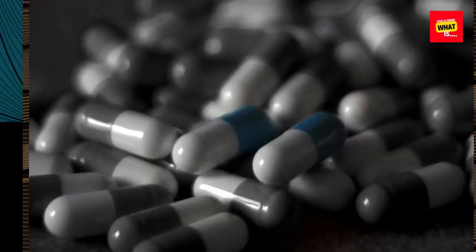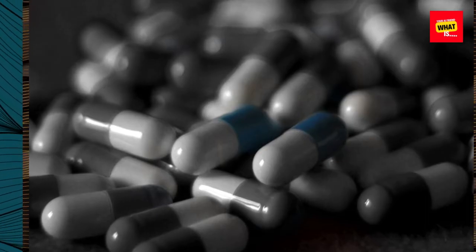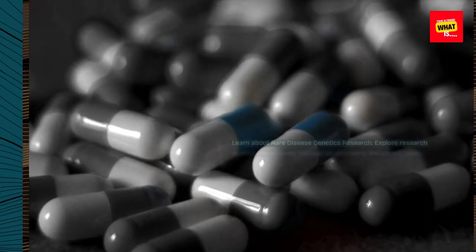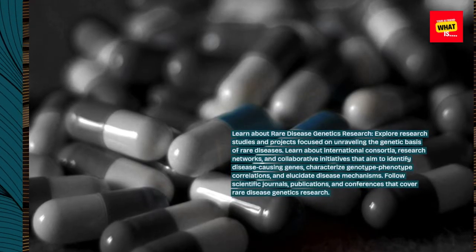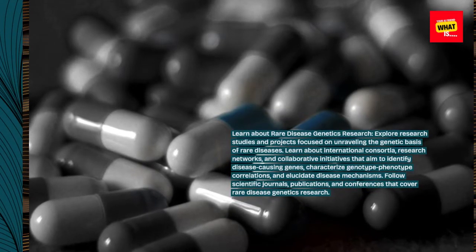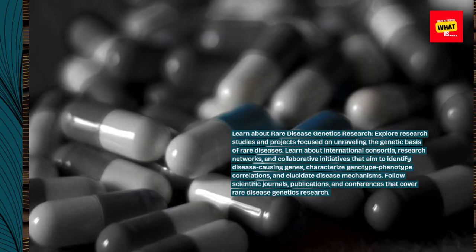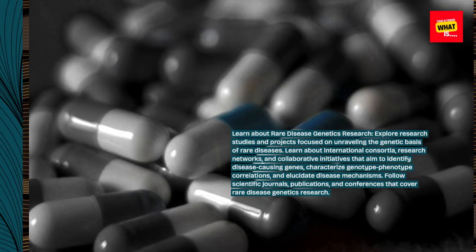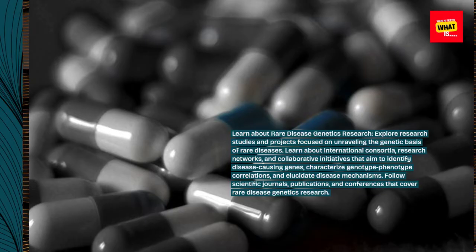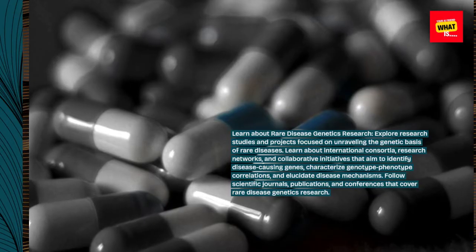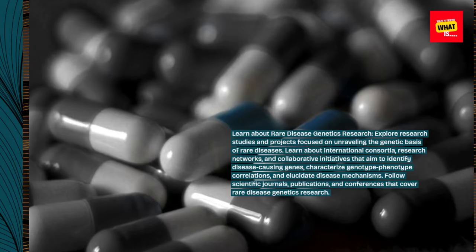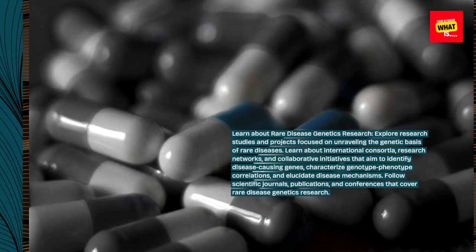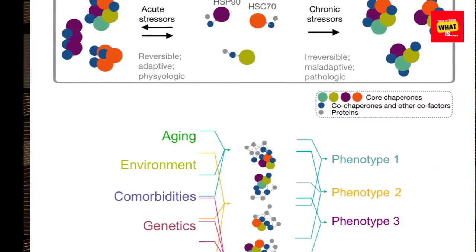Learn about rare disease genetics research. Explore research studies and projects focused on unraveling the genetic basis of rare diseases. Learn about international consortia, research networks, and collaborative initiatives that aim to identify disease-causing genes, characterize genotype-phenotype correlations, and elucidate disease mechanisms. Follow scientific journals, publications, and conferences that cover rare disease genetics research.